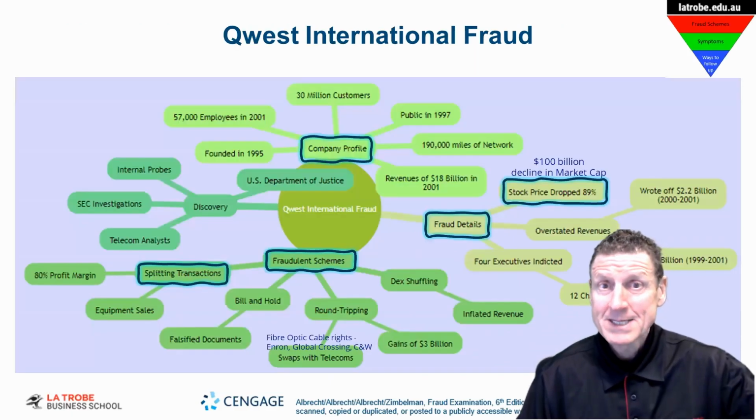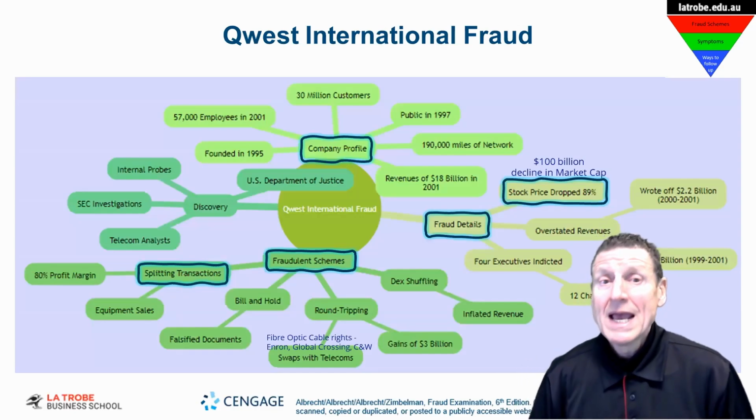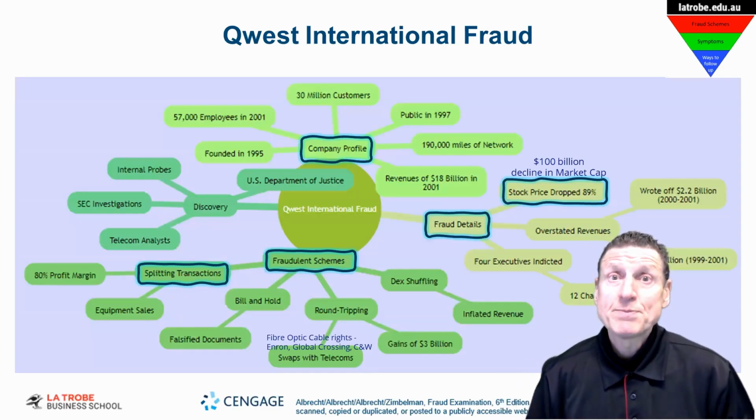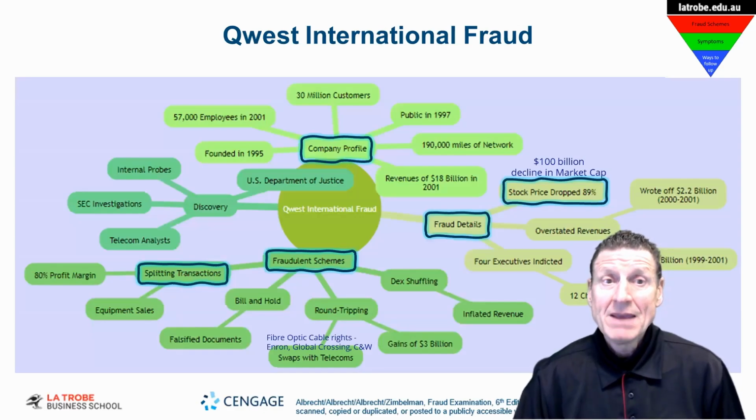The textbook does start with a major fraud, and that was of Qwest International. And how big was it? Well, it was as big as Enron in terms of the loss in market capitalization. We're talking over $100 billion in market capitalization. It was a big fraud at the turn of the century.